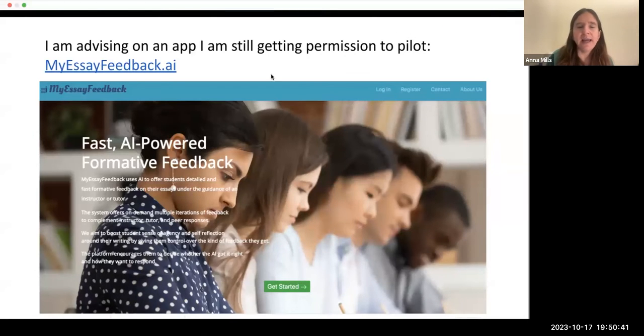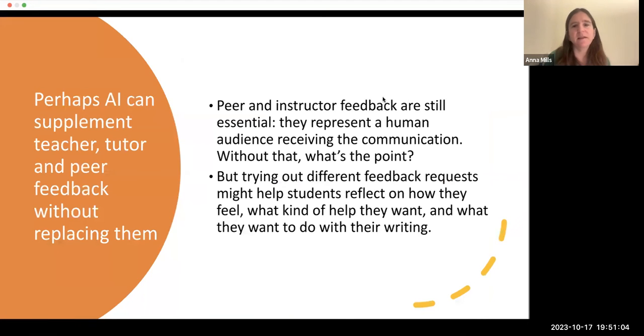So I am still getting permission to use this app. I think it's almost in place. All the privacy and security issues, I think, have been addressed. But the app myessayfeedback.ai is coming from an open educational resources edtech developer. And the idea there is, again, to supplement human feedback, because what's the point without humans reading the piece?